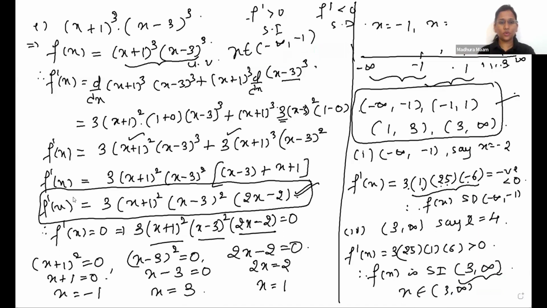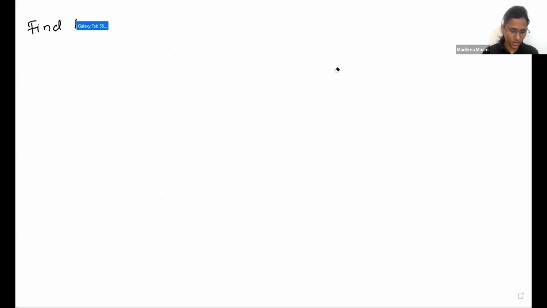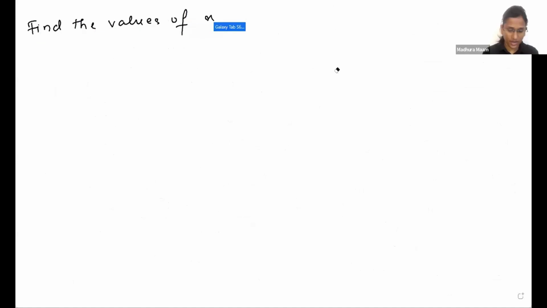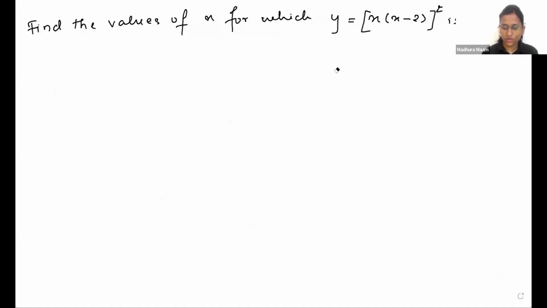Okay. So shall I clear the board once again? I'll ask you. Shall I clear? Yes, ma'am. Everyone? Okay. So let us move on. Same question, same mechanism. They have just twisted the question a little, nothing else. What do they say? Find the values of x for which the function y equals x into x minus 2 whole square is an increasing function. Understand the question. Find the value of x.